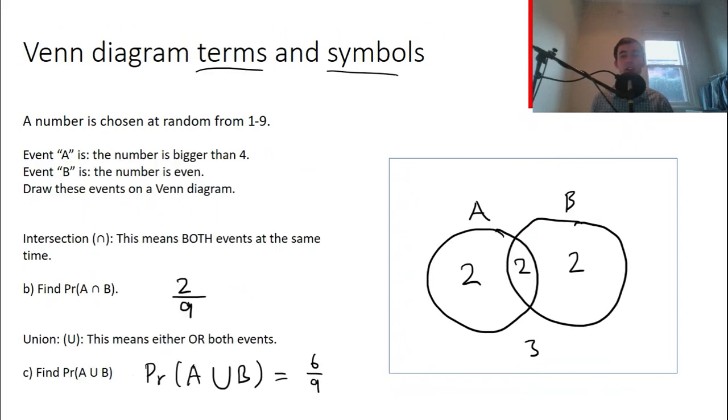And finally, we learnt some of these terminologies. Intersection, which is like an upside down U, means both events at the same time. Union, which is a normal U, means either event or both of them, so it could be in any of these sections. And finally, to find the probability, as usual, you're still using the number of successful outcomes divided by the total number of outcomes. So here, the number of successful outcomes was all of these ones. That's 2 plus 2 plus 2, which is 6, divided by 9, the total outcomes.